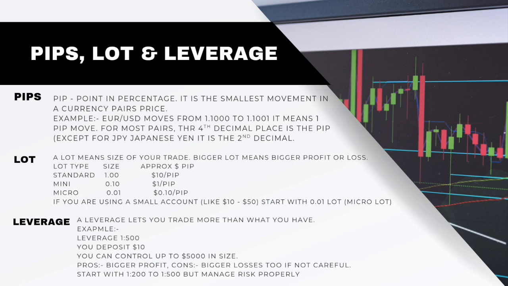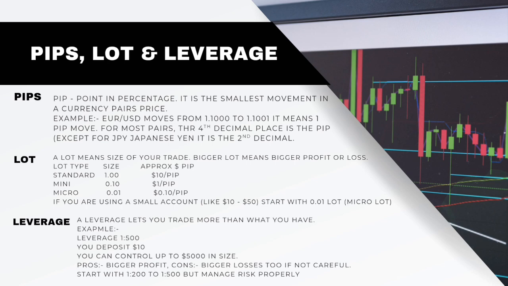Okay, now what is a lot? A lot is the size of your trade. You can also call it lot size. The bigger the lot, the bigger the profit, and also the bigger the loss. Looking at it, you have lot type, size, and pip per dollar. The standard lot is 1 lot size.